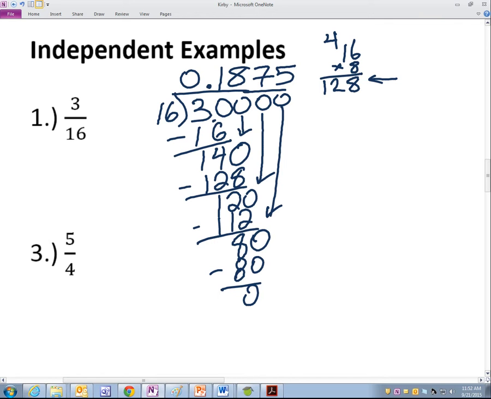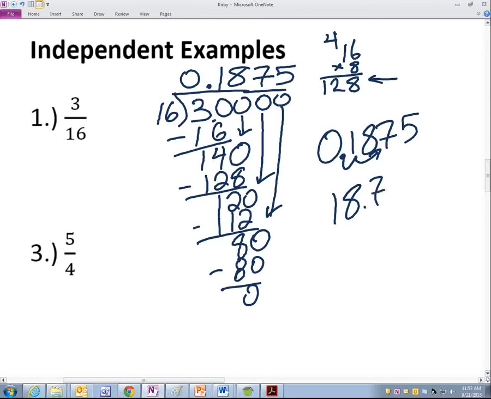So I have to take this number here, move the decimal place, whoop, whoop, there. So I get 18.75%.